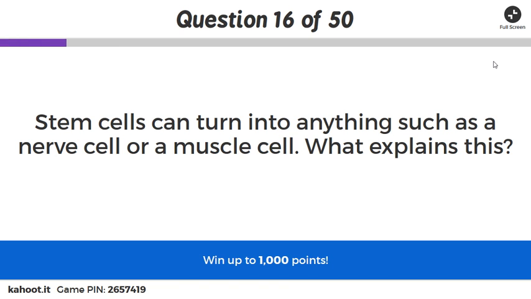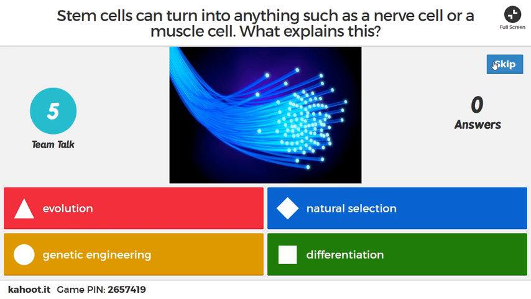Stem cells can turn into anything, such as a nerve cell or a muscle cell. What actually explains this? So what do stem cells do that allows them to turn into different things? Different being the key word.